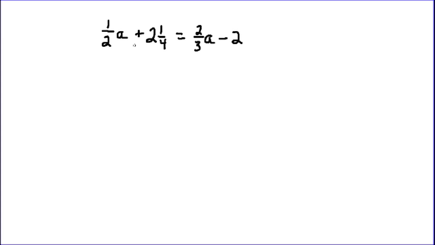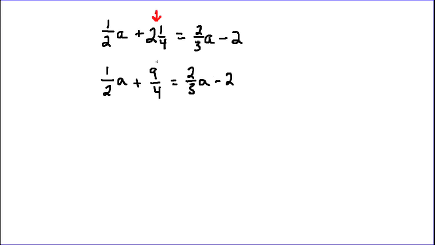Now, if you're happy working with all these fractions, that's totally fine. But for those of you who aren't a huge fan of fractions, you might find this technique a little bit easier. The first thing I'm going to do is convert my mixed number into an improper fraction. So let me just quickly rewrite this. I now have 1/2 a plus 9/4 equals 2/3 a minus 2.